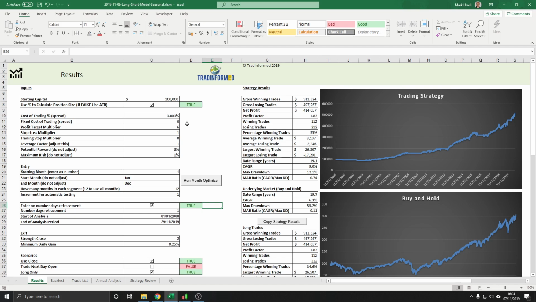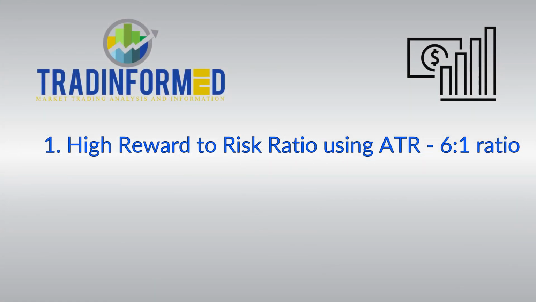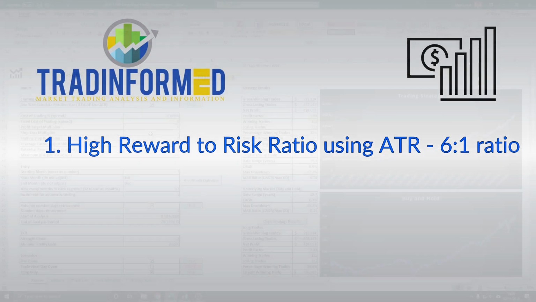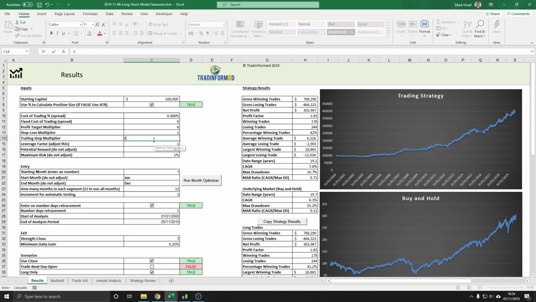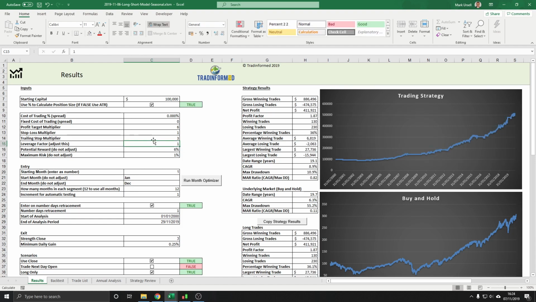Now, this is based on the ATR. So this is a multiple of 6 times the ATR as a profit target and 1 times the ATR for a stop loss. You also have the functionality of using a trailing stop in a TradeInformed backtest model. You can see it will improve and change the results over here. So the first key thing about the strategy that I am testing here is a high reward to risk ratio.